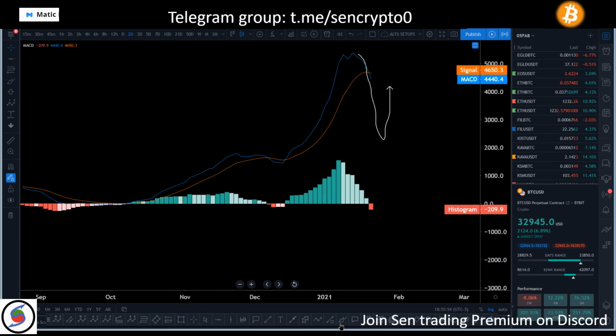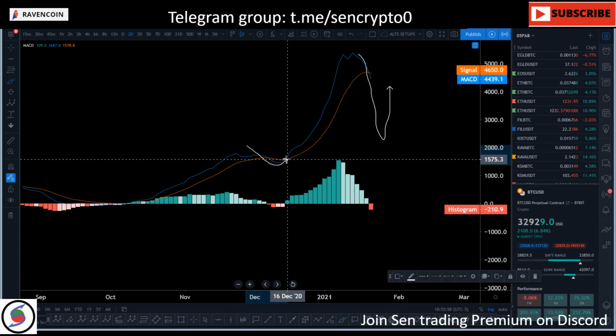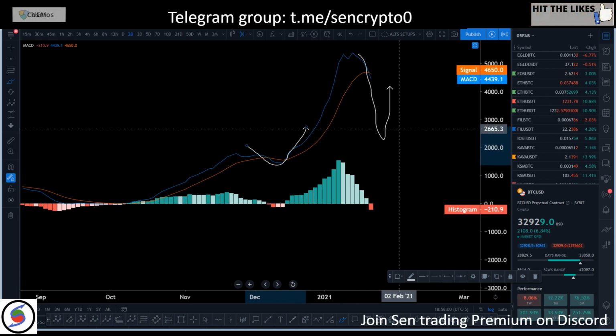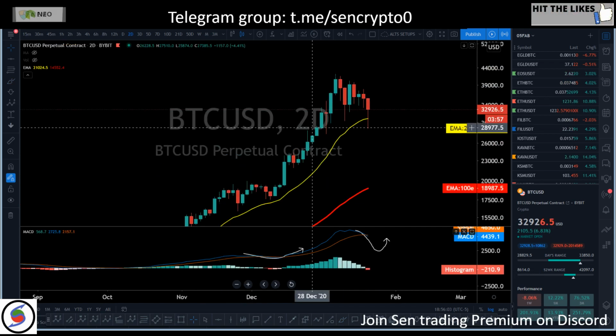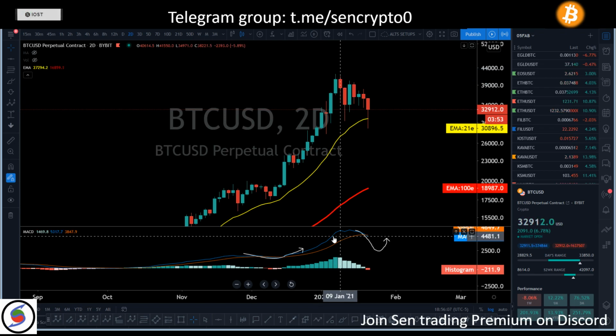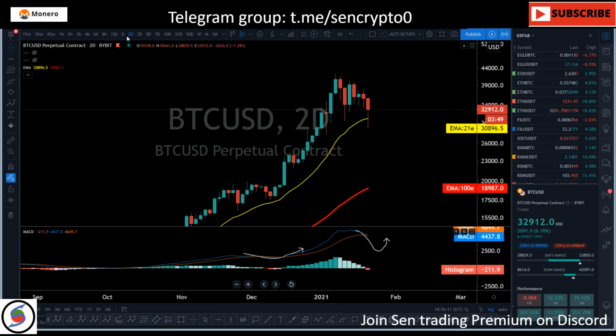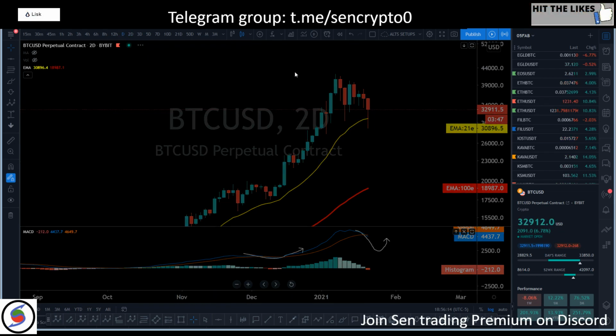So you might be thinking that's a fake out, but it wasn't a fake out because price action was still above the 21 EMA. So it just followed the price action, and basically price action pumped to 42K, and MACD double tapped right around the 42 to 40K area. So now let's go ahead and take a look at the daily time frame.